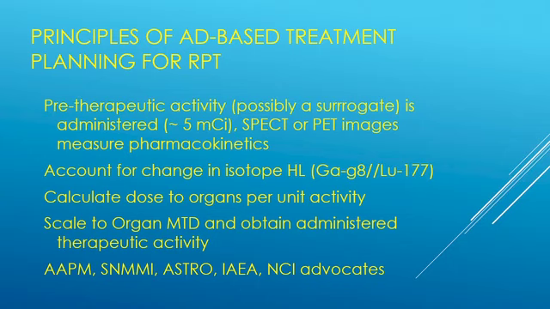Well, you would administer a pre-therapeutic amount of activity, possibly as a surrogate, and then if you have a pair like gallium-68 and lutetium-177, you call it theranostics, but maybe the same drug itself. And then you image the patient over several days using SPECT or PET images, and you take a look at the different pharmacokinetics. You account for the change in isotope between the pre-therapeutic and therapeutic if you have to. You calculate the dose to organs per unit of activity, and then you scale to the different organs and determine which organ is the dose-limiting organ, what that MTD is, and you can obtain the administered therapeutic activity.